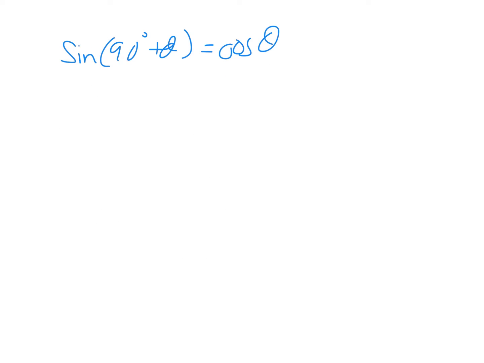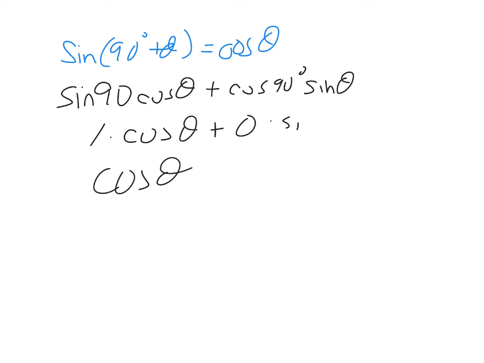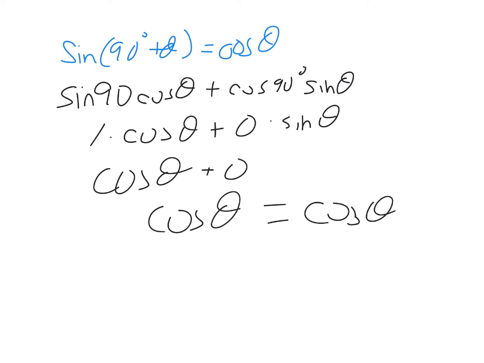Another prove it problem. So it looks like we're going to have to use the sum formula for sine. So sine 90 times cosine theta plus cosine 90 degrees times sine theta. Sine 90 is 1. 1 times cosine will just be cosine. And then cosine of 90 is 0. And 0 times anything is 0. So therefore, we're going to get cosine theta on the left, which will make it equal to the right, which is exactly what we were hoping for. Very nice.